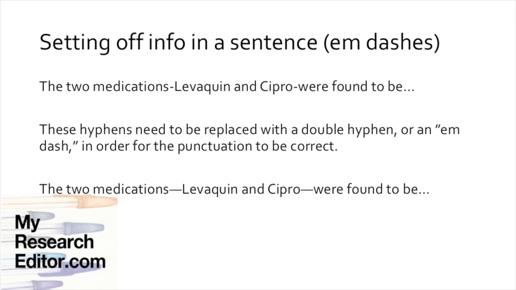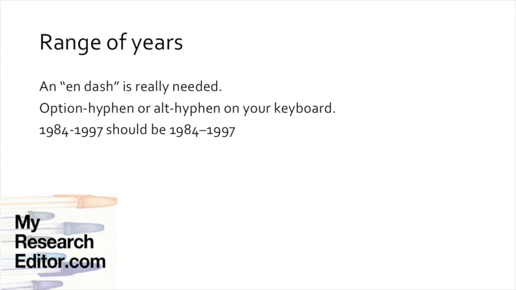Now, for a range of years, most of us are going to be using a hyphen, even though it's not correct. You want to use what's called an en dash, which back in the day of typesetting was the width of the letter N. You make an en dash by clicking Option hyphen or Alt hyphen on your keyboard. You'll notice that the hyphen turns into this longer dash that you'll see here.